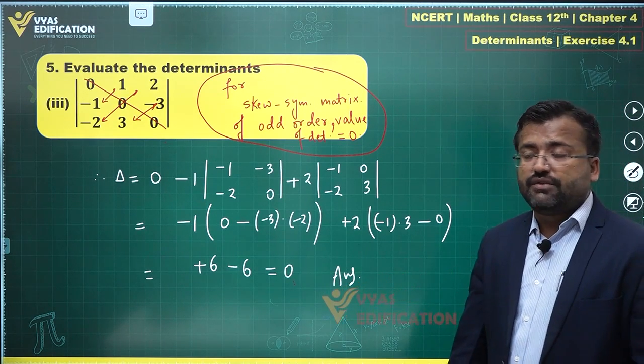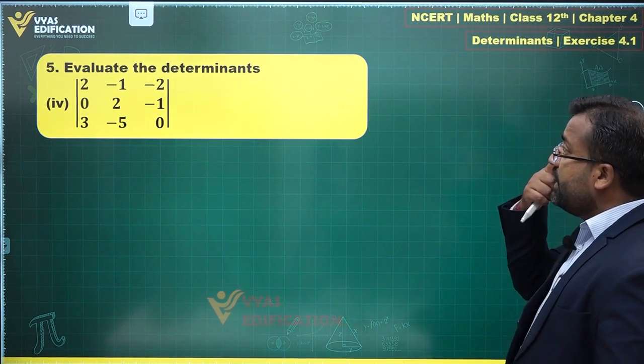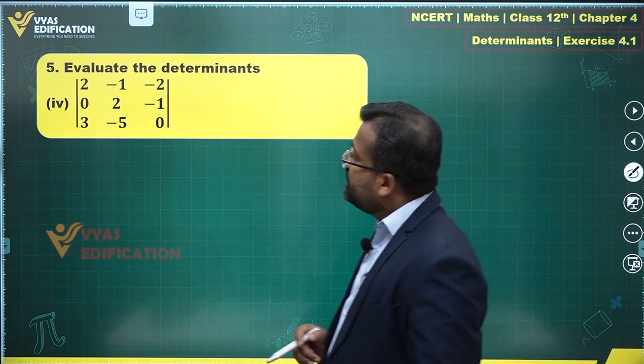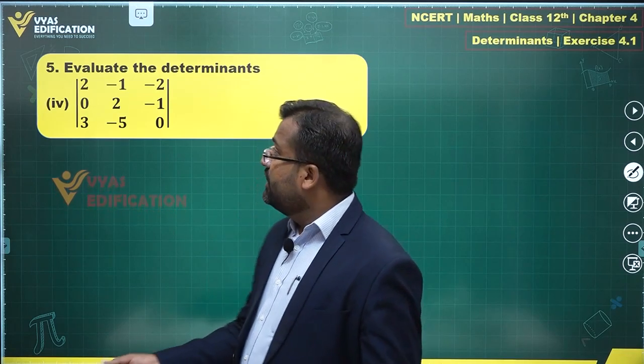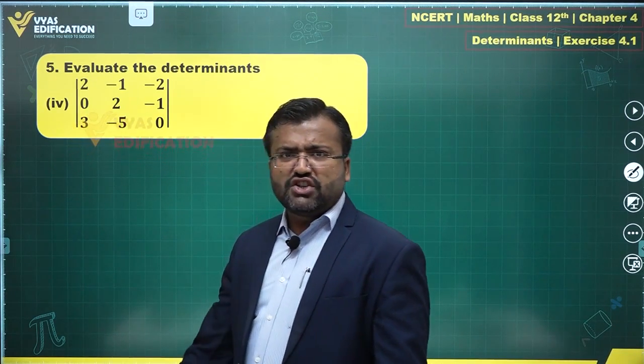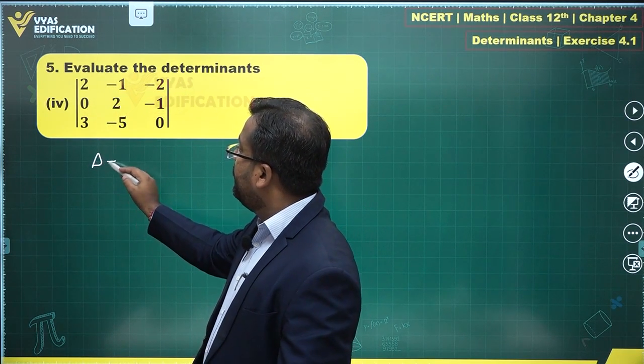Let's move on to the next one after this. Evaluate this value. Okay, now how do we go about finding this value? What we can do is we can expand along any row or any column, and as you can see, there's a 0 over here, there's a 0 over here. We can expand along the first column. Yes, let's expand along the first column.